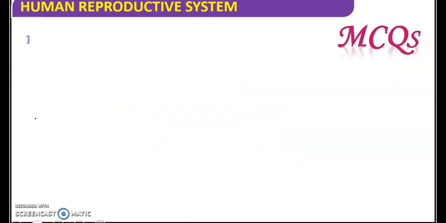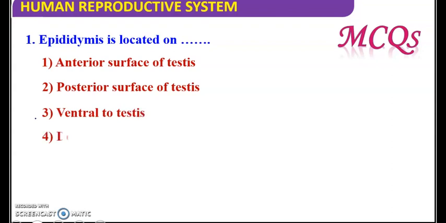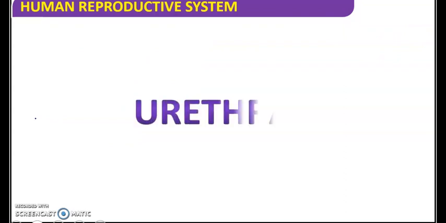So let us see some MCQs now. Epididymis is located on: anterior surface of the testis, posterior surface of the testis, ventral region of the testis, or dorsal to the testis. The correct answer is posterior to the testis.